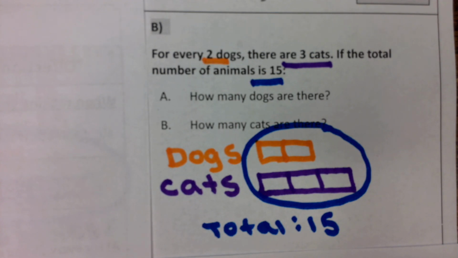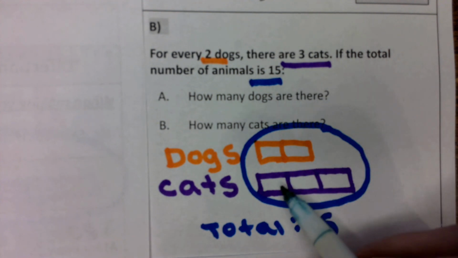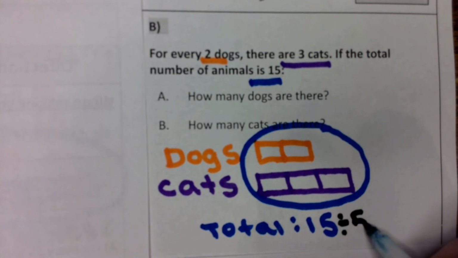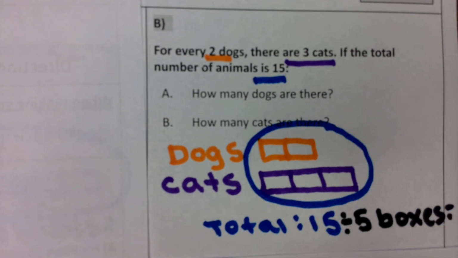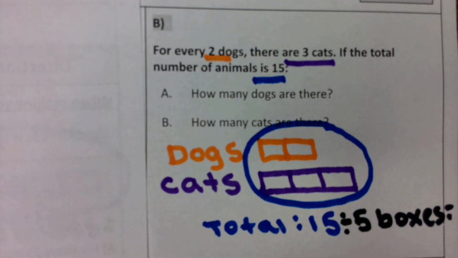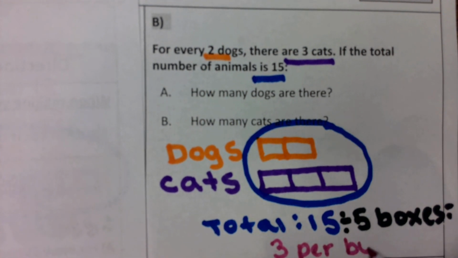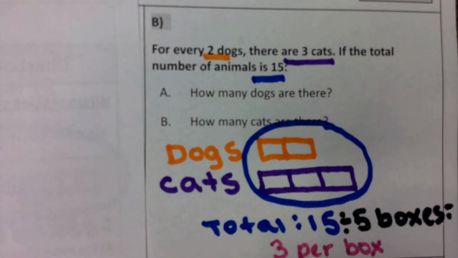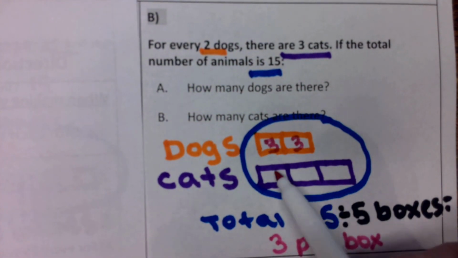In B, we had a total of 15 animals. We need to split up this 15 equally into all of these boxes. So we're going to do 15 divided by 5 boxes. You should be writing with me. And 15 divided by 5 is 3. And so that is 3 per box. So I'm going to write 3 in every box.